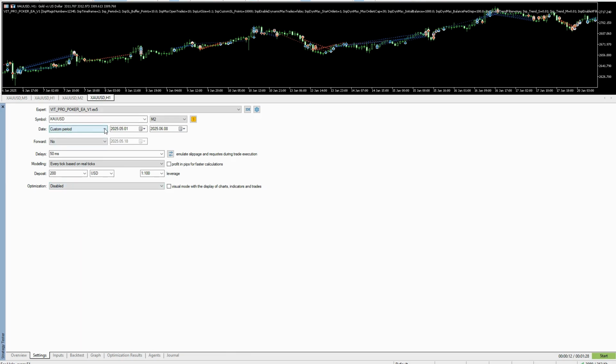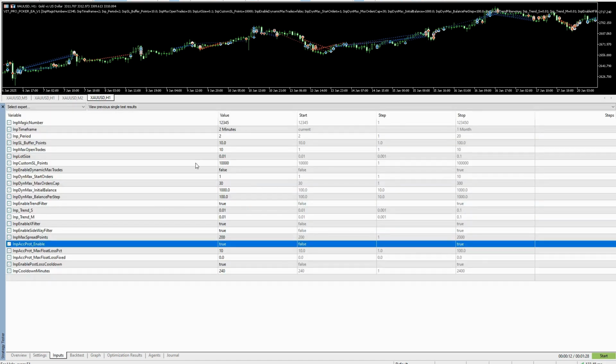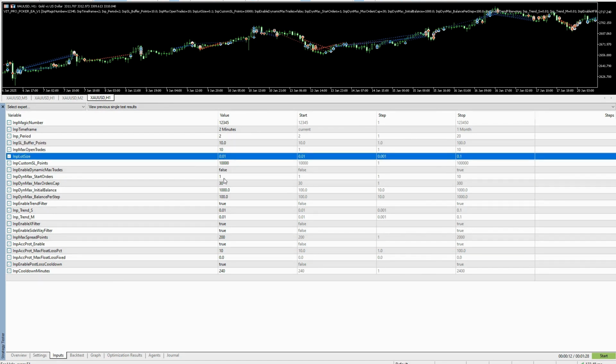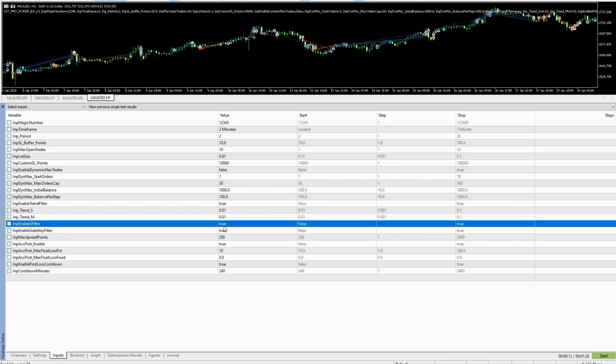Finally, let's take a look at how this EA operates. I will run the EA on a chart covering the period from the beginning of May until now. The initial capital will be set at around $200 with a maximum of 10 open positions, each using the minimum lot size of 0.01. The hard stop loss will be set at 10%. Let's see how the EA performs on the chart.